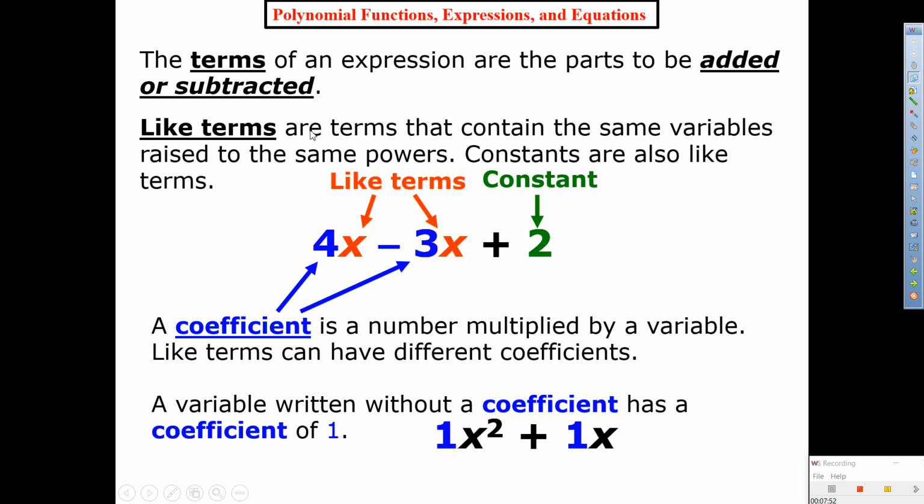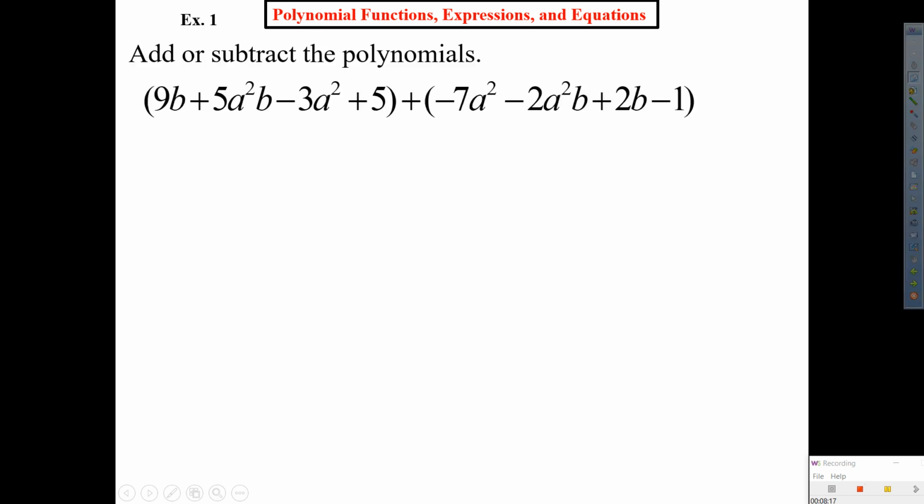Example number 1. Add or subtract the polynomials. First polynomial in parentheses, 9b plus 5a squared b minus 3a squared plus 5, close parentheses, plus, open parentheses, negative 7a squared minus 2a squared b plus 2b minus 1. Today's session is going to go really fast, guys. Boom. Back fast. So stay with me, please.